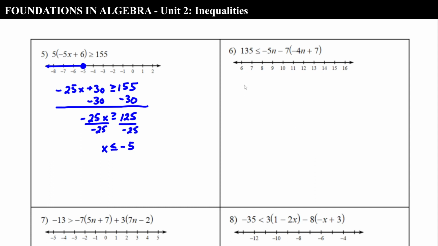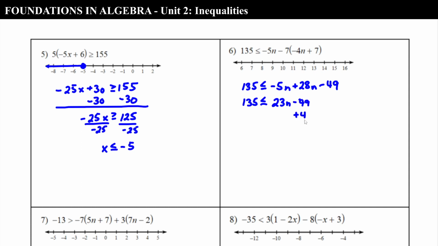Okay, for number 6, we are going to distribute first. So negative 7 times negative 4 gives us positive 28n. Negative 7 times positive 7 gives us negative 49. Now we're going to combine like terms. We have two terms with n in it on this side, so we're going to combine those terms, and that gives us 23n minus 49.